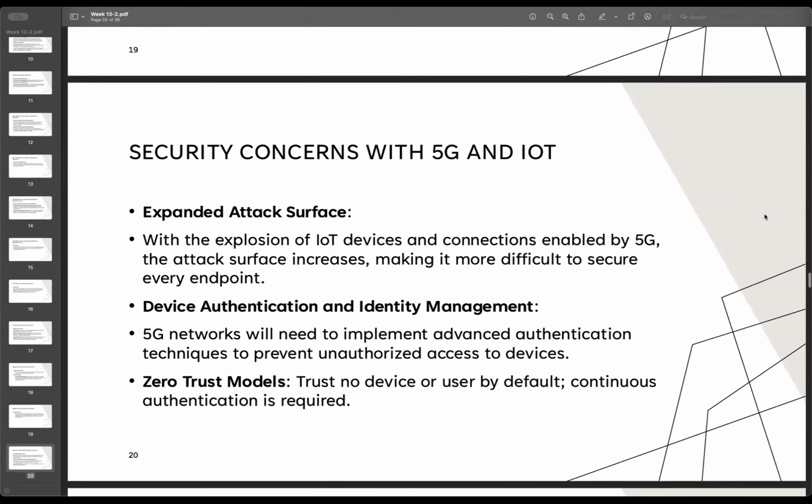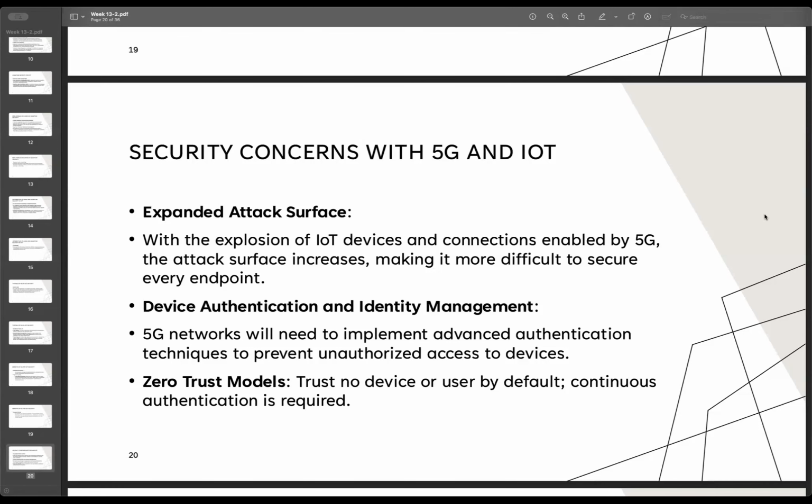But here one thing is, when we have 5G, if you remember we talked about the attack surface, right? When we have 5G and also edge computing, that means it's exposing all these IoT devices and connections enabled by the 5G. So the attack surface increases, and it makes it more difficult to secure every endpoint. So it's pros and cons, good and bad. It comes together, and we need to think about this question: what's the right balance?